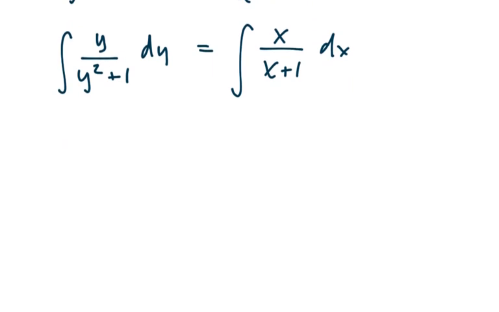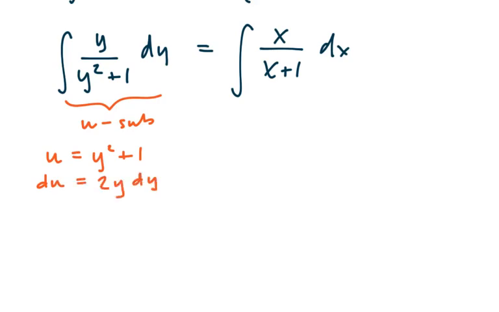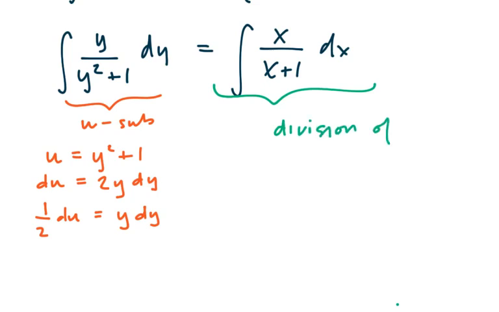Continuing this, on the left side, when we integrate, we have to do a u substitution. During this u substitution, we would say u is y squared plus 1, so that means du is 2y dy, or 1/2 du equals y dy. On the right side, what we're going to be doing is a division of x by x plus 1.